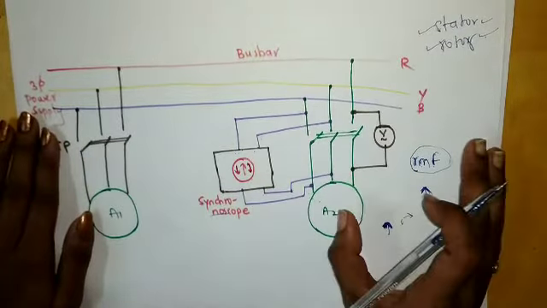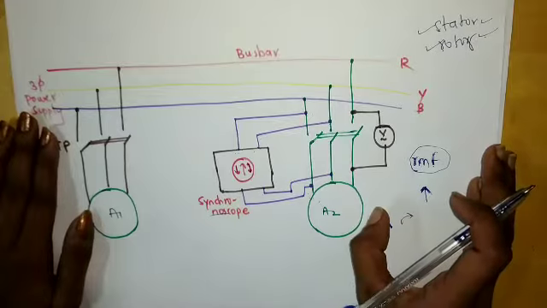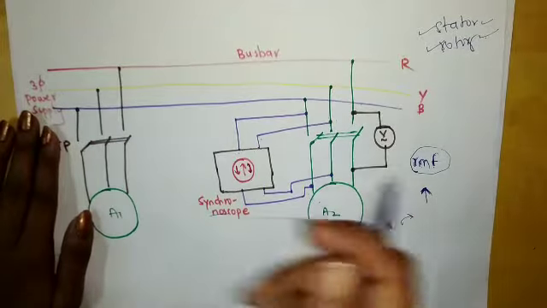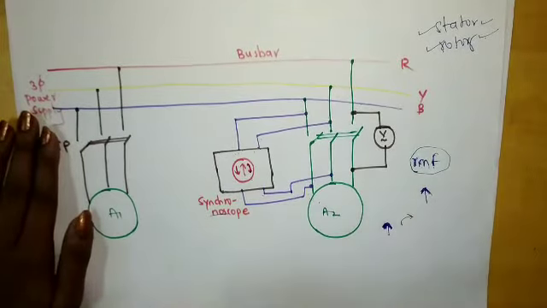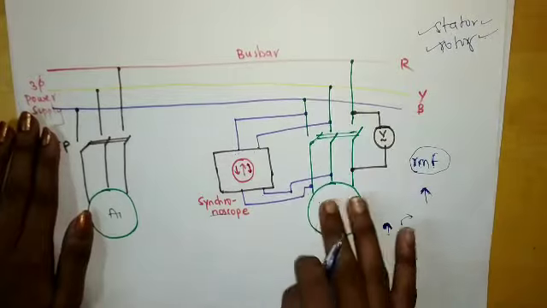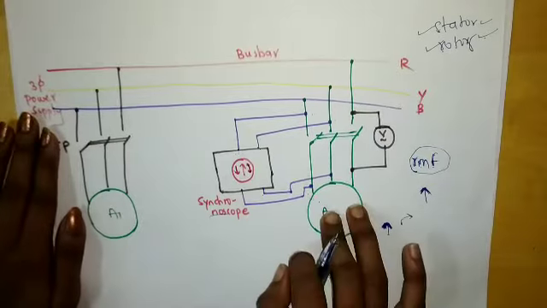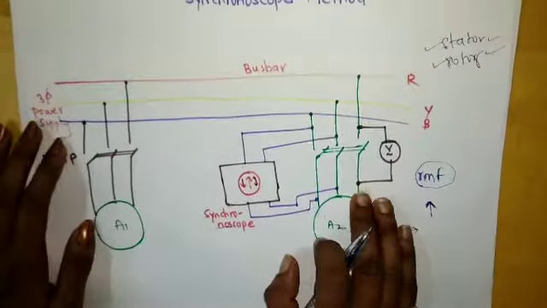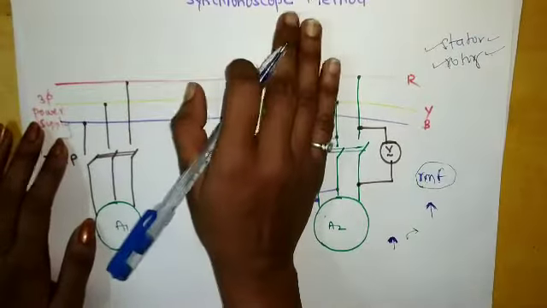So there is a prime mover. We have already learnt what a prime mover is. We can adjust the prime mover and adjust the speed of this incoming alternator. So this is about the synchronoscope method.